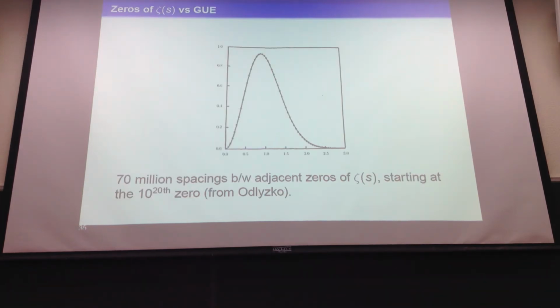And so this is one of the more famous graphs. This is by Andrew Odlyzko, looking at spacings between adjacent zeros of the Riemann zeta function and spacings between eigenvalues of complex Hermitian matrices. And just an incredible agreement between the two. And so for a while, everybody was using complex Hermitian matrices to model zeros of L functions.